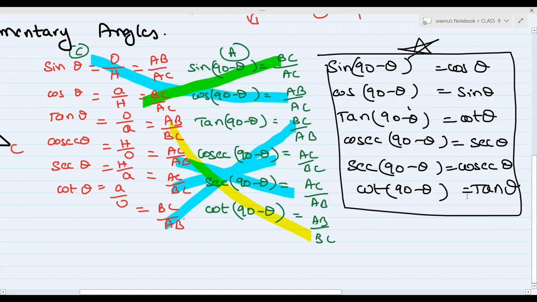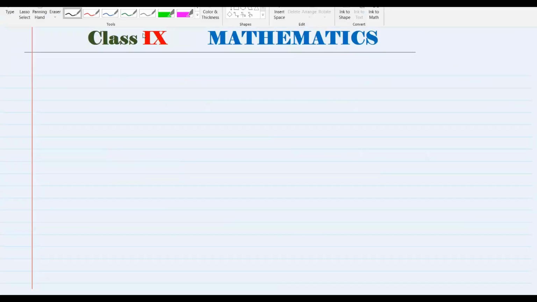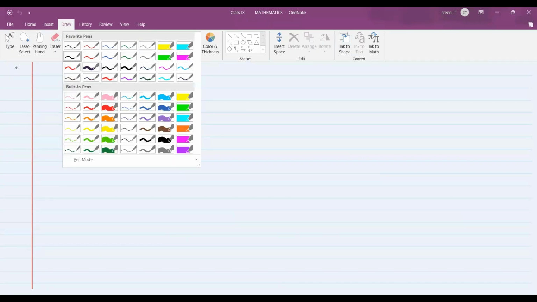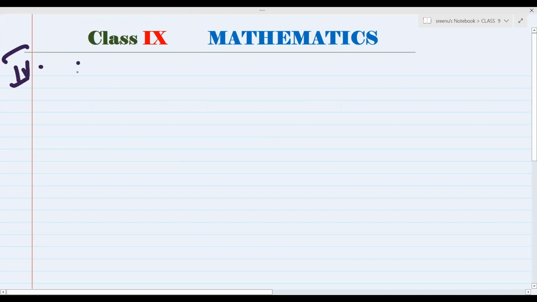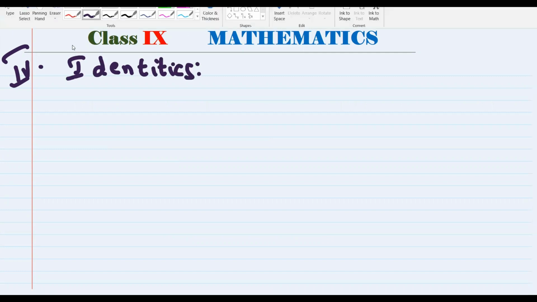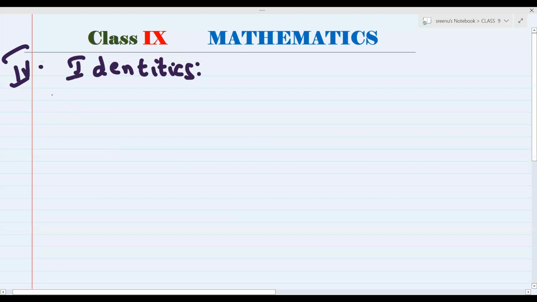The next trigonometric concept is the fourth one. The fourth one is trigonometric identities. The four concepts only. Trigonometric identities. So what are these? We have three trigonometric identities. Sine square theta plus cos square theta is equal to 1.